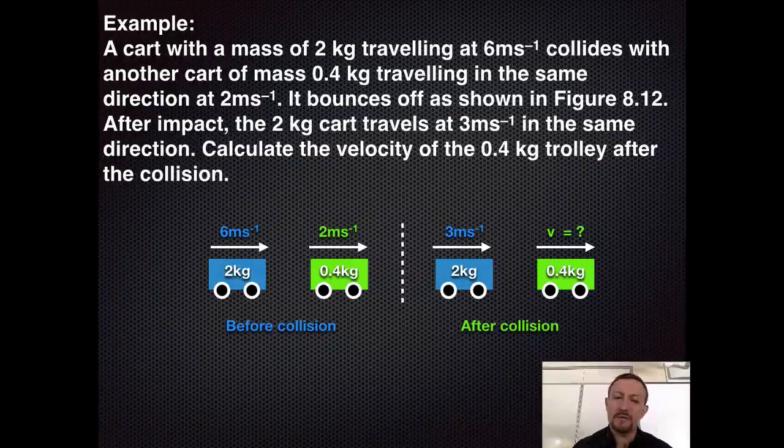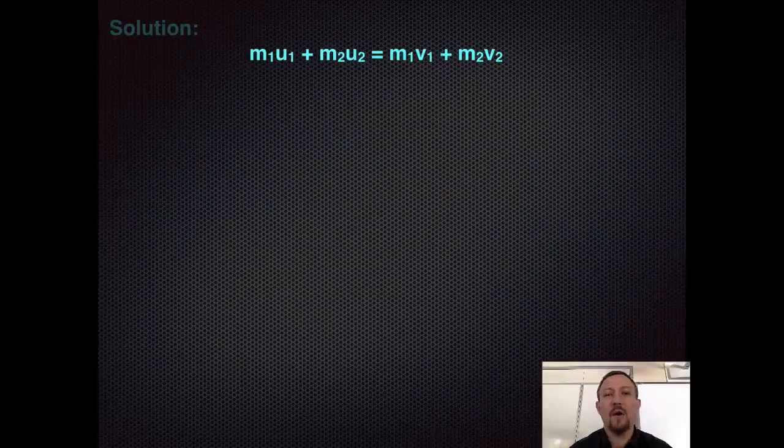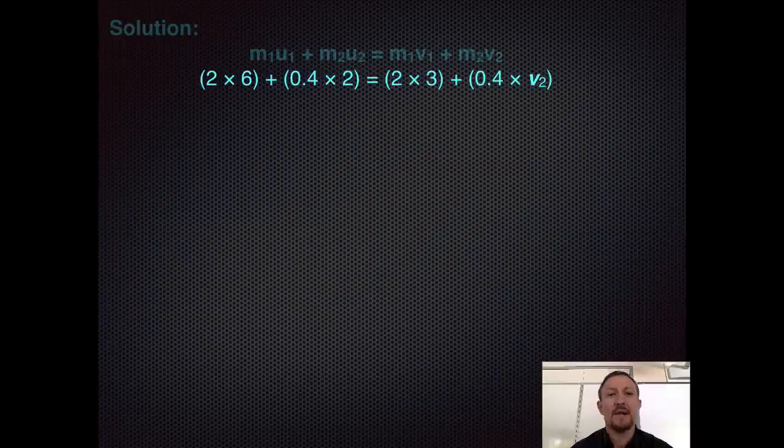Remember, we're conserving momentum. Whatever the momentum is at the beginning must be the momentum at the end. So let's have a look at how we solve this. We know that m1u1 plus m2u2, the momentum before, equals m1v1 plus m2v2, the momentum after. So we substitute all the information in that we know. The first cart, the blue cart, was 2 kilograms at 6 meters per second, and the green cart was 0.4 kilograms going at 2 meters per second. So I can solve that together.